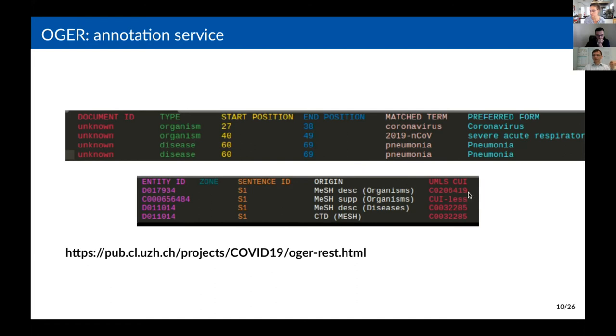In this way, you can resolve cases in which the same term appears in multiple resources, like this one where pneumonia appears both in MESH and CTD. Obviously, they might have different identifiers, in this case not, but they should be mapped to the same identifier in the UMLS. So this would allow you to aggregate cases where there are multiple annotations.